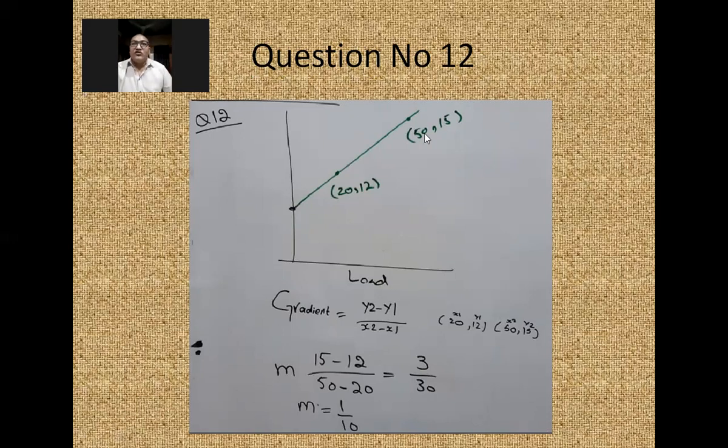Find an expression for y in terms of x. These 2 points are given on that graph, so I will use these points. I will first of all find the gradient. You know the formula for the gradient is y2 minus y1 divided by x2 minus x1. So we have 15 minus 12 divided by 50 minus 20. So it will be 3 divided by 30, so 1 by 10.